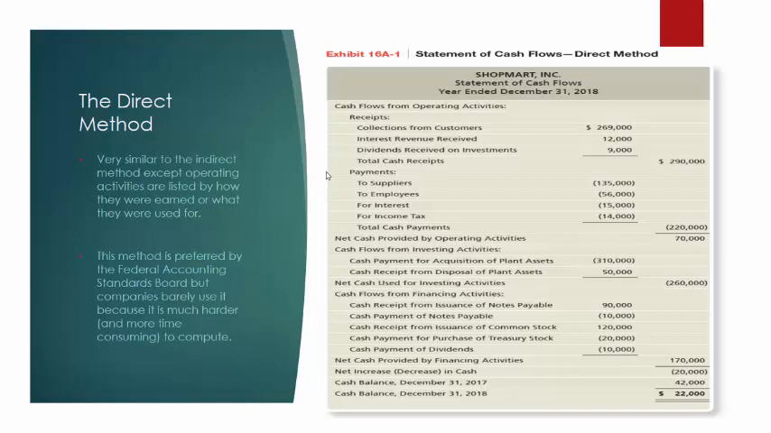So much so that the Financial Accounting Standards Board, FASB, which creates GAAP, has told U.S. companies that they would prefer if they prepare their statement of cash flows using this direct method. But they didn't say you have to. They said we would prefer if you did, but you still have the option.